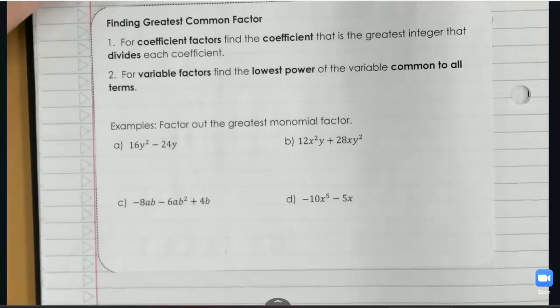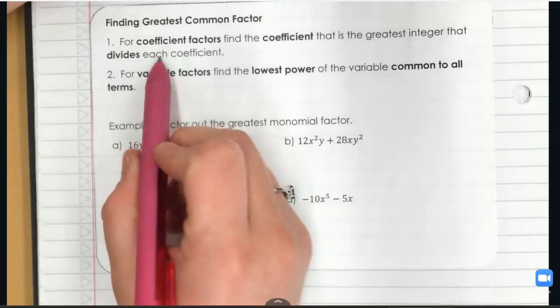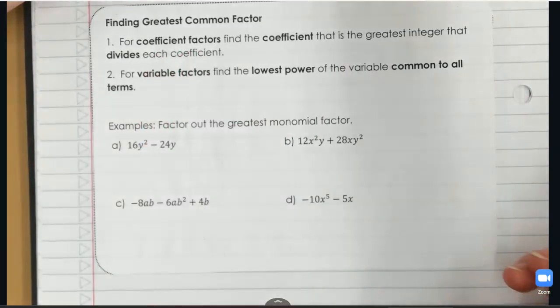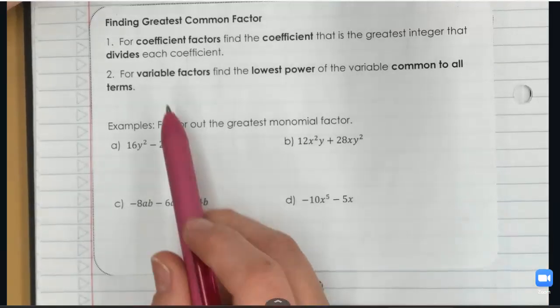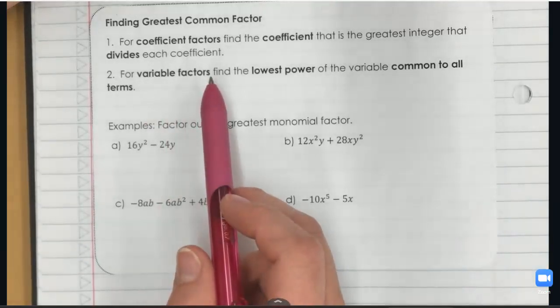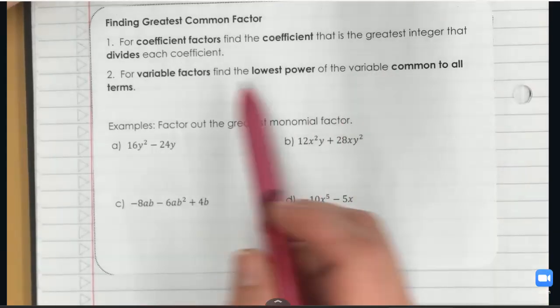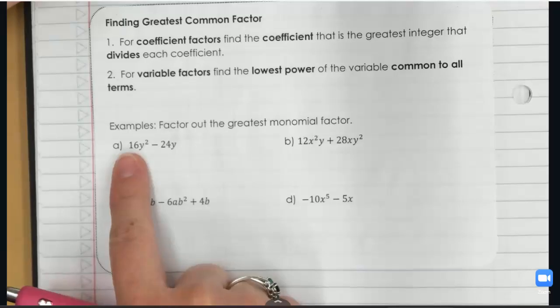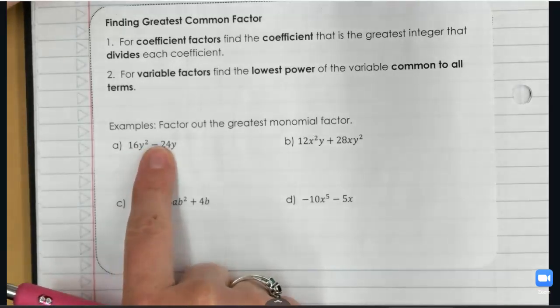greatest common factor. So when you're doing this, you need to look at the coefficients, the numbers in front, whatever the common factor of your coefficient is, you can take out. And then also for your variable factors, so whatever the lowest power that's common to all the terms, you can also take out. So here are some examples, starting with 16y squared minus 24y.